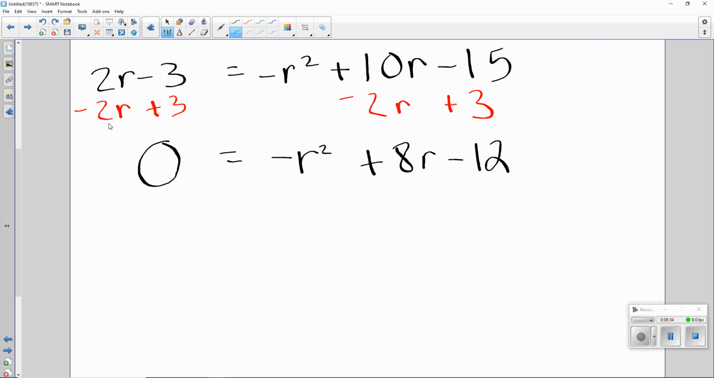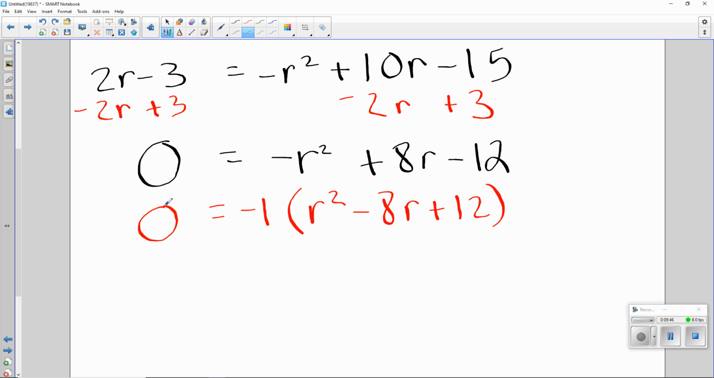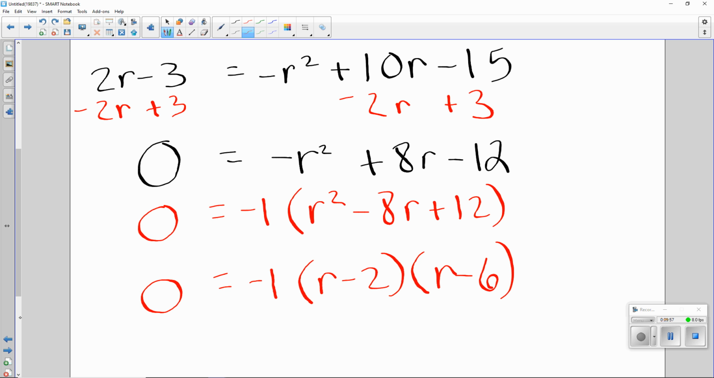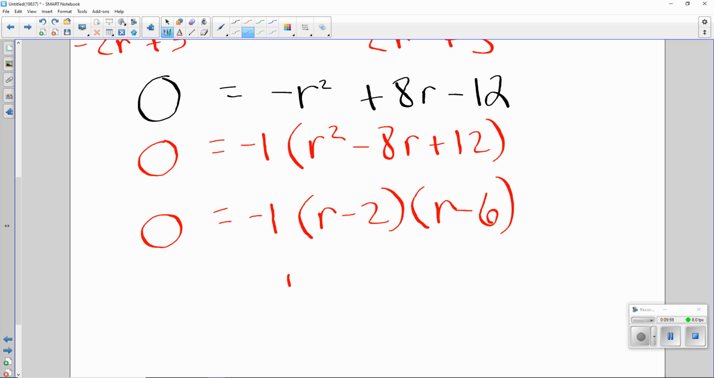And then basically you just need to factor that. I'm going to pull out a negative 1 to make it a little bit easier. You could do quadratic formula, I guess, at this point, if you prefer that. So our potential solutions are 2 and positive 6.